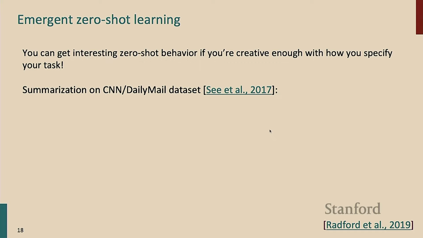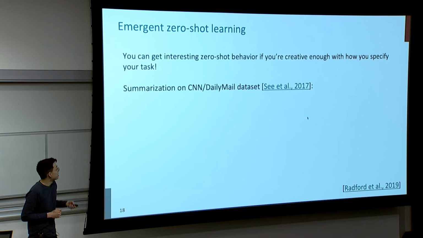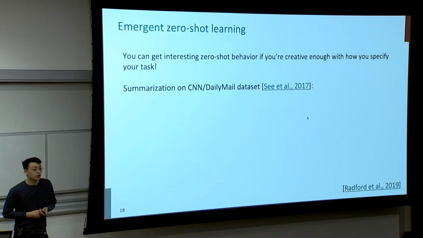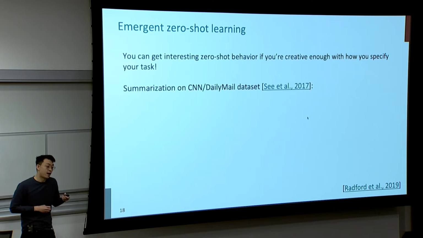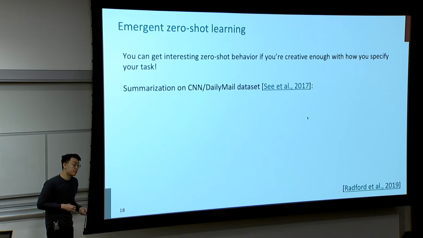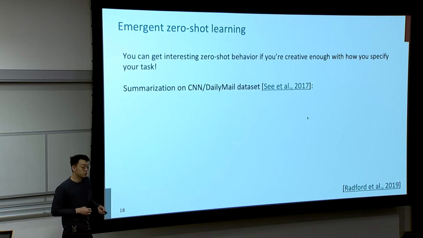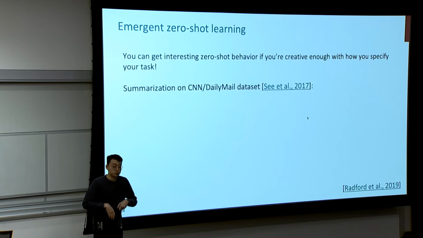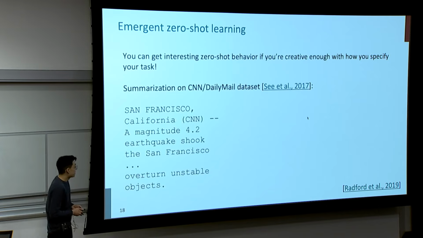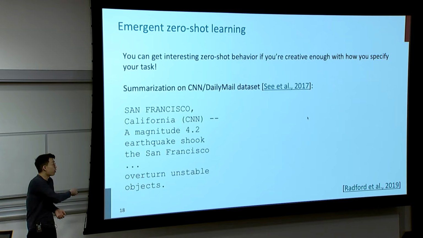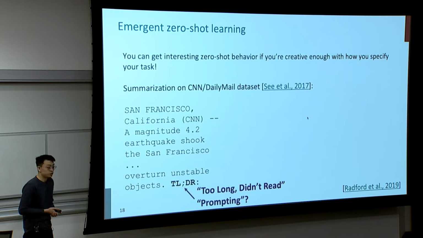Another kind of interesting behavior they observed, and you'll see hints of things that we now take for granted in this paper, is that you can get interesting zero-shot behavior as long as you take some liberties with how you specify the task. So for example, let's imagine that we want our model to do summarization. Even though GPT-2 was just a language model, how can we make it do summarization? The idea they explored was we're going to take an article, some news article, and then at the end we're going to append the TL;DR token. This stands for "too long, didn't read."